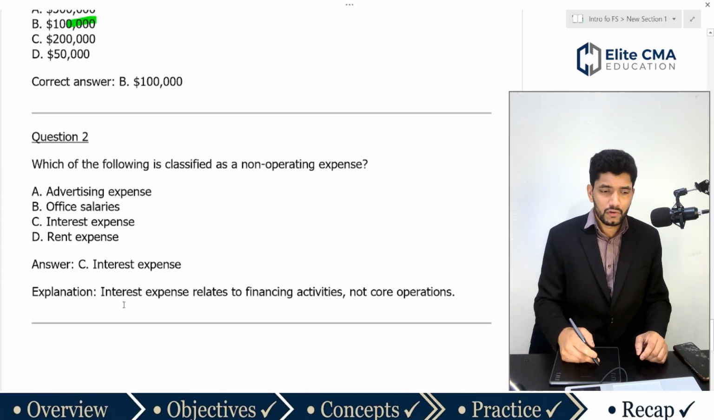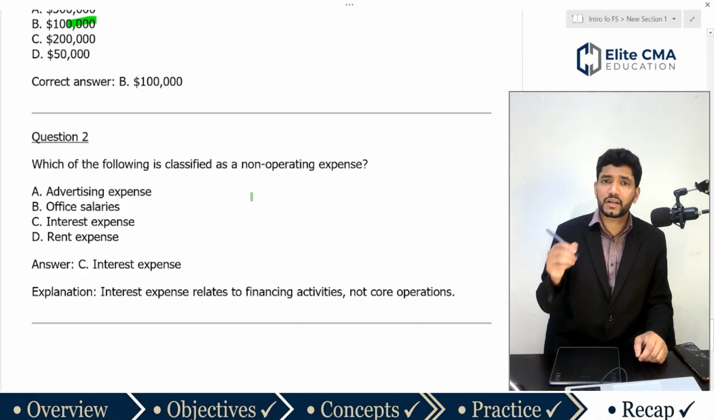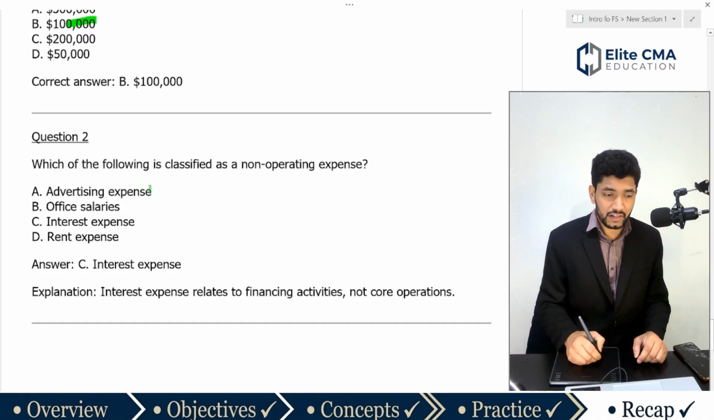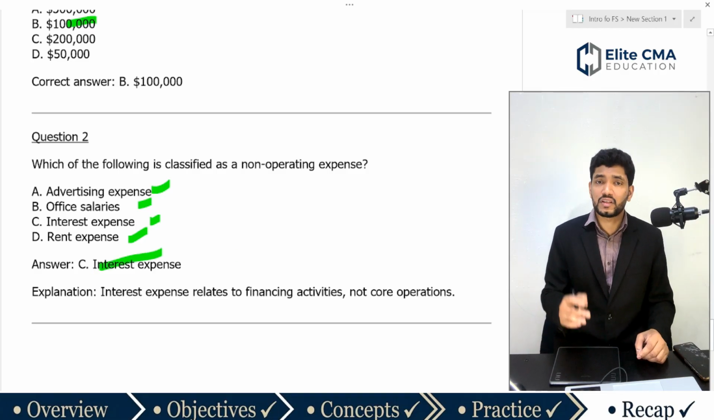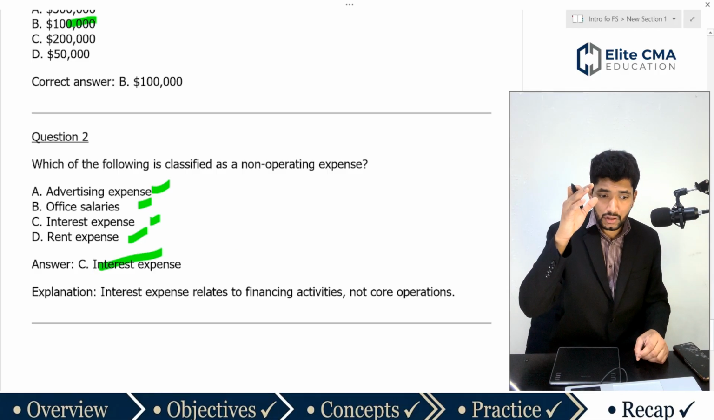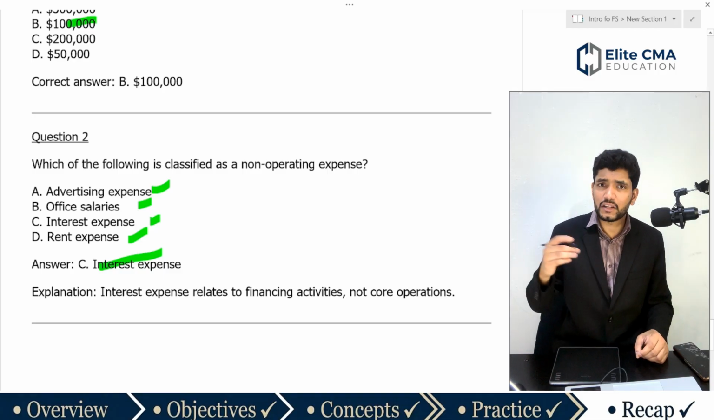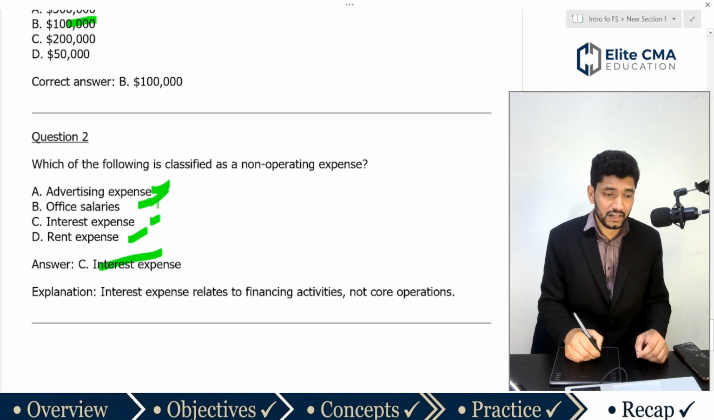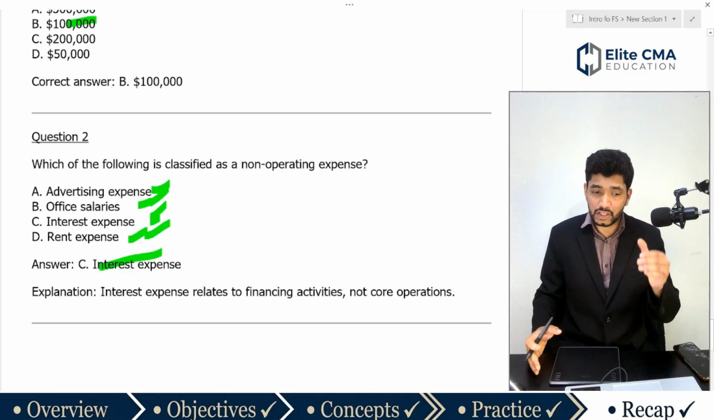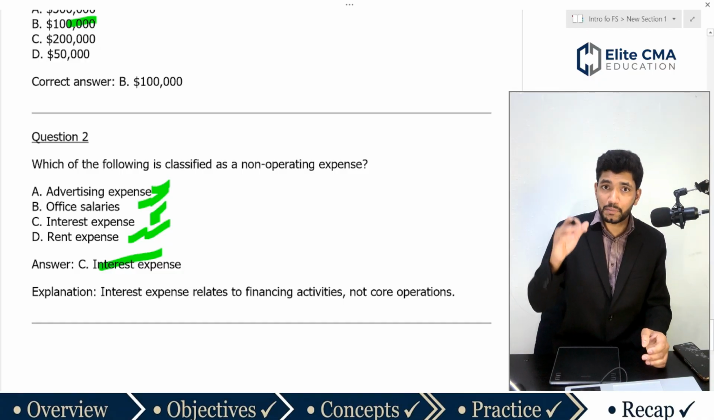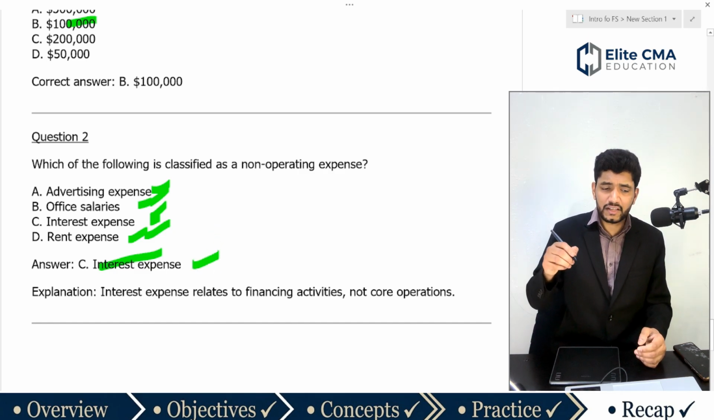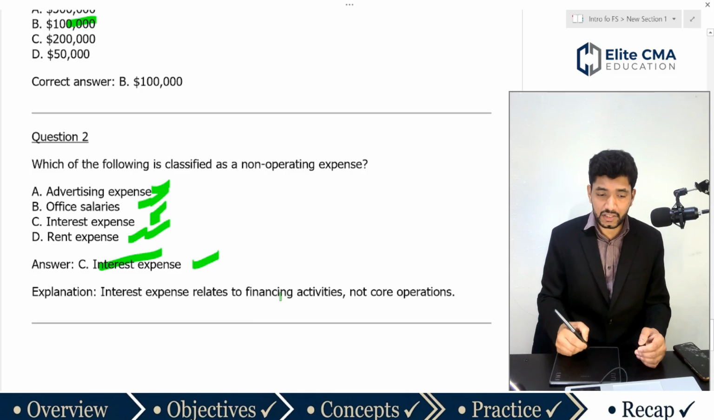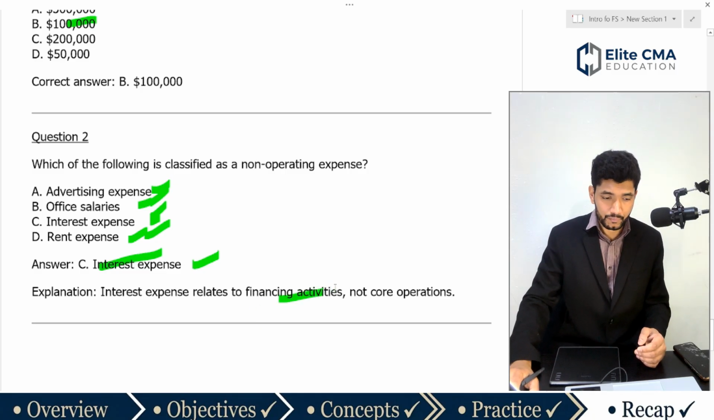Then question 2: which of the following is classified as a non-operating expense? Advertising expense, office salary, interest expense, and rent expense. In this case the non-operating item is interest expense. Interest is normally classified as a non-operating expense. All other expenses, advertisement, office salaries and rent, are classified under operating expenses. So the non-operating item here is interest expense. Interest expense is related to financing activities, not core operations.